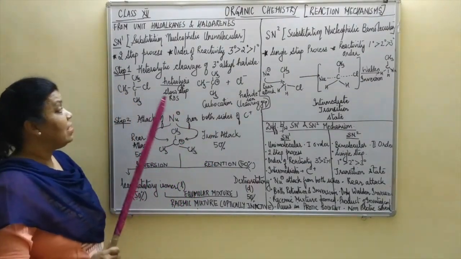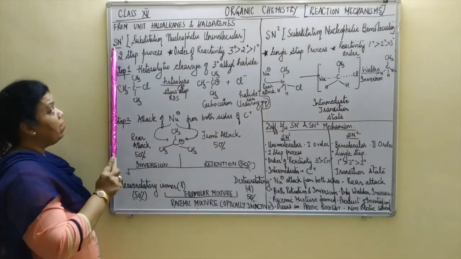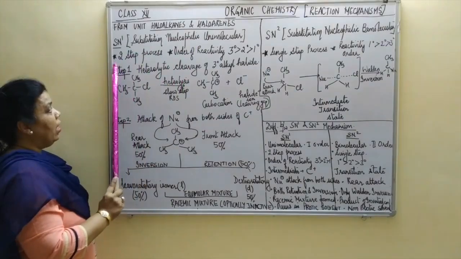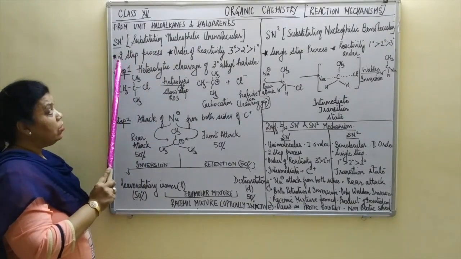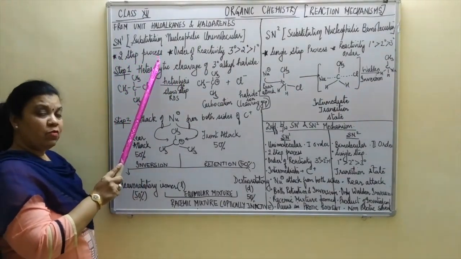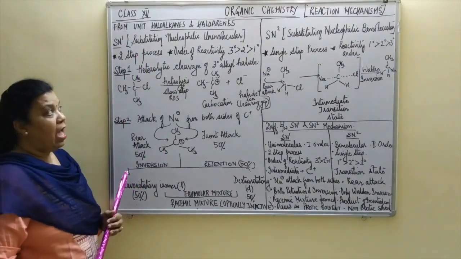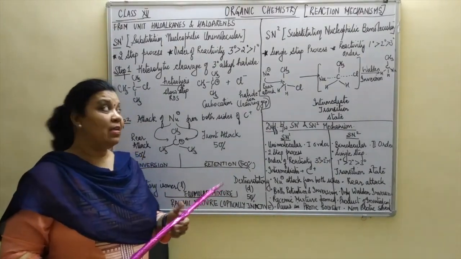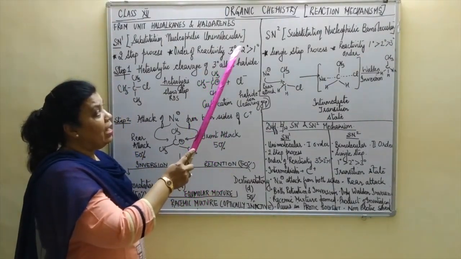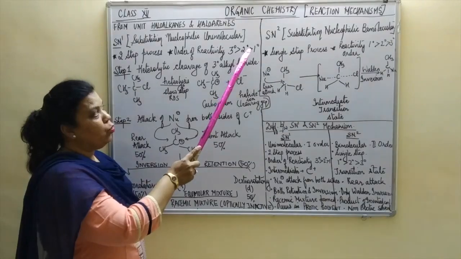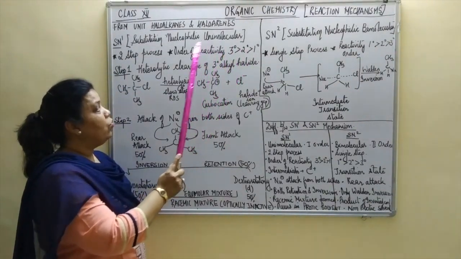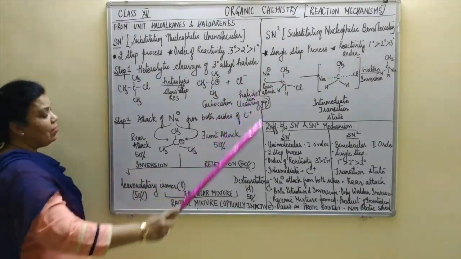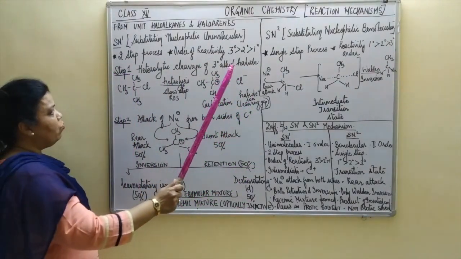Let us start with the very first mechanism, SN1, substitution nucleophilic unimolecular. Let me tell you first that it is a 2-step process. That means it proceeds in 2 steps, and the order of reactivity of the alkyl halide towards SN1 is: 3 degree alkyl halides are more reactive as compared to 2 degree, as compared to 1 degree towards SN1 mechanism. So in detail, let us discuss how this mechanism proceeds.